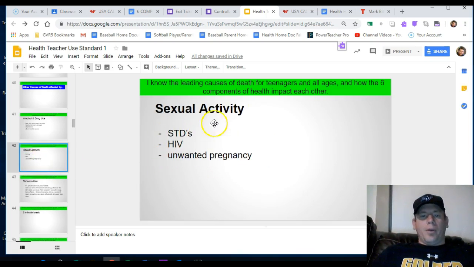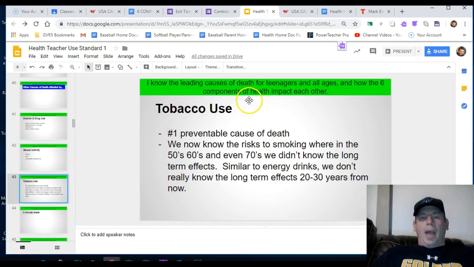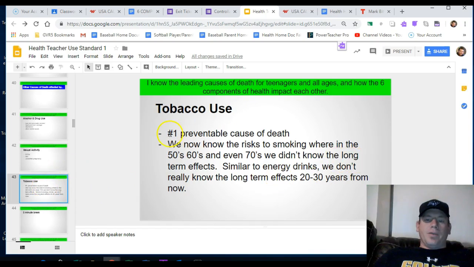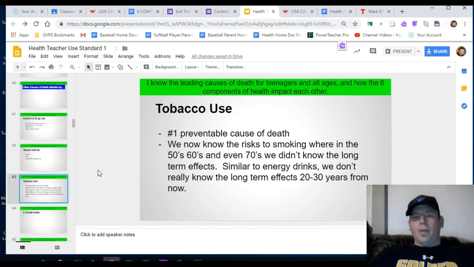STDs are a big one. It's something that has always existed, but those numbers are going up and up. There's more unprotected sex at an early age than there ever has been before. Tobacco use. So the number one preventable cause of death that we know of is tobacco use. It is very likely going to be overtaken by obesity, but this is one that people, 60, 70 years ago, really didn't know the negative effects for it.